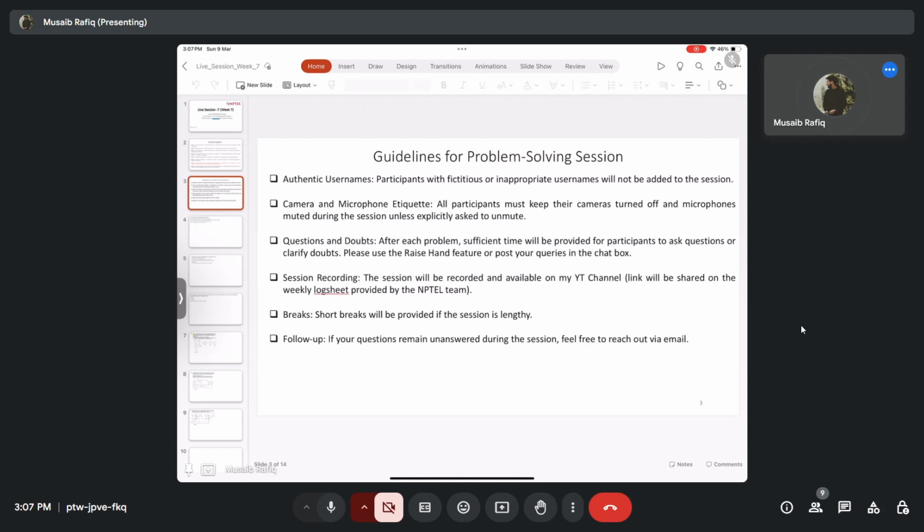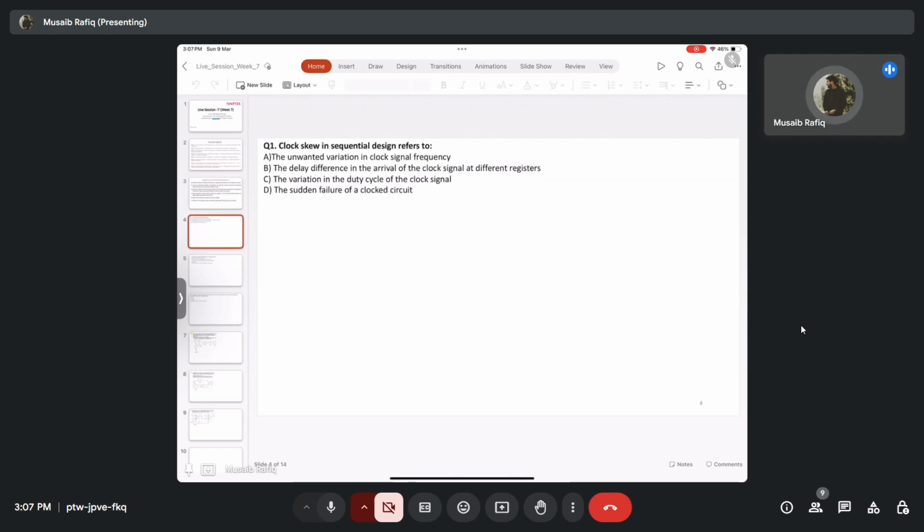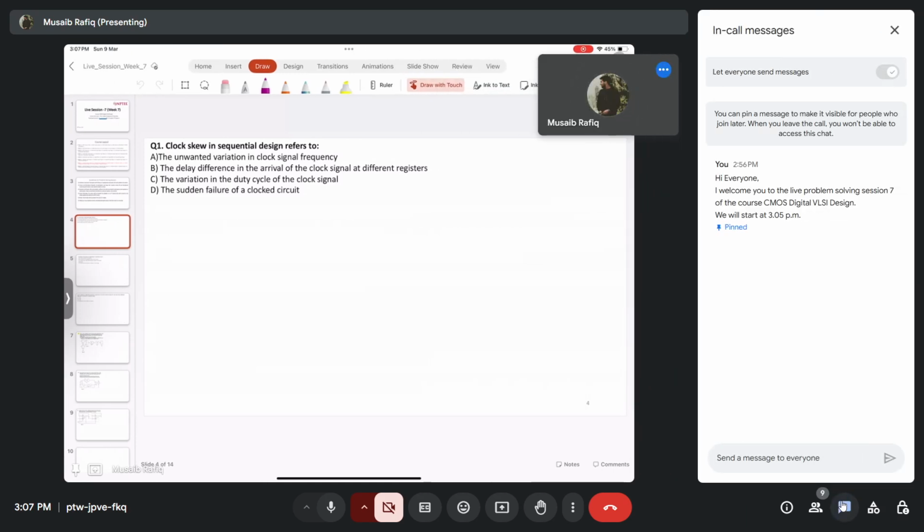So the question for today's live session is: clock skew in sequential design refers to option A, unwanted variation in clock signal frequency; option B, the delay difference in the arrival of the clock signal at different registers; option C, the variation in the duty cycle of the clock signal; and option D, the sudden failure of a clock circuit. Can anyone tell me in the chat box what will be the correct answer to this question?